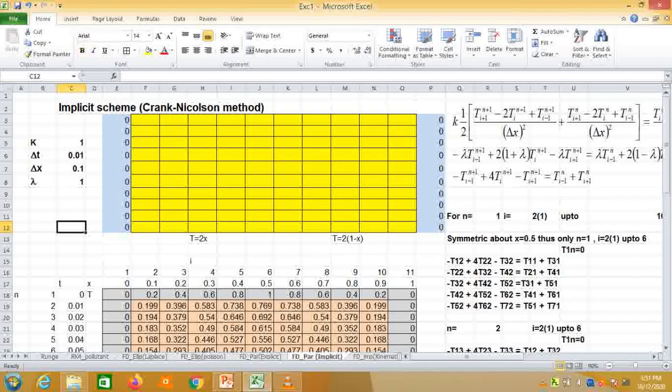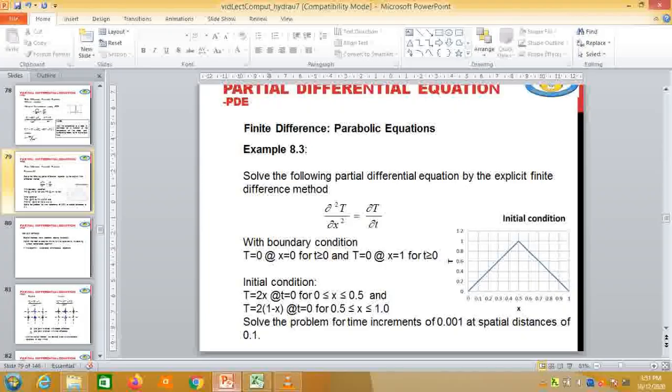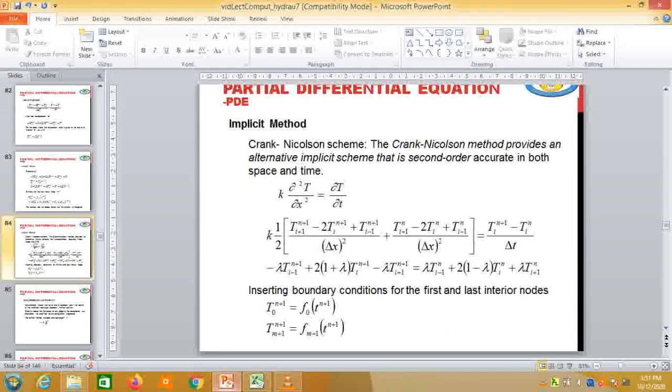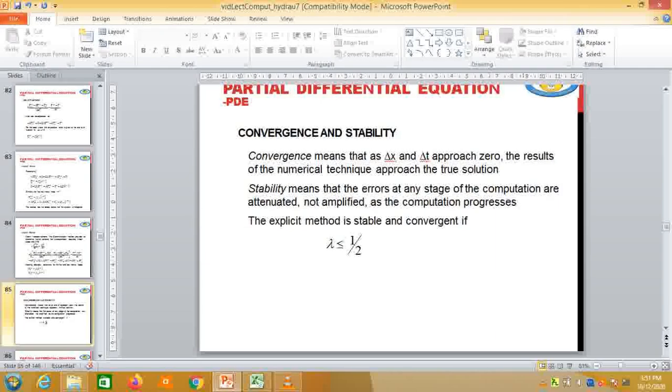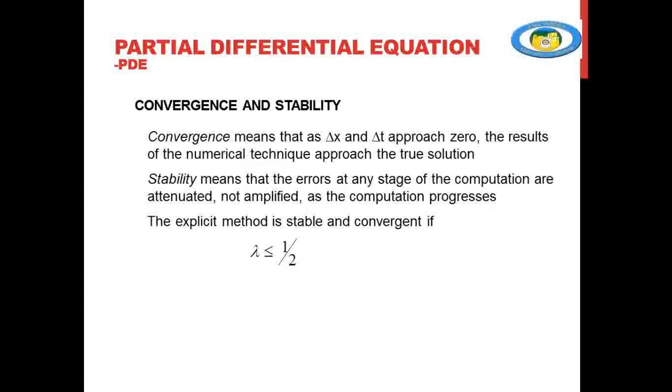So you can see here, relatively, as delta x and delta t approach 0, if the results of the numerical scheme approach the true solution, then we say it has got convergence. If at any stage of the computation, the errors keep on minimizing, or attenuated, then we say we have achieved stability if the errors do not amplify as the computation progresses.